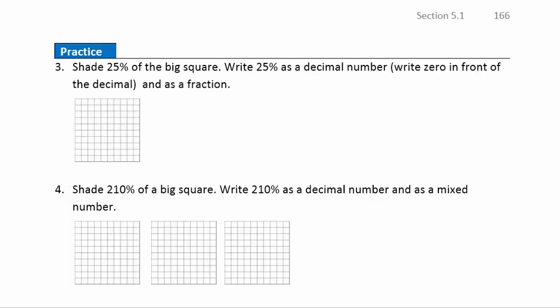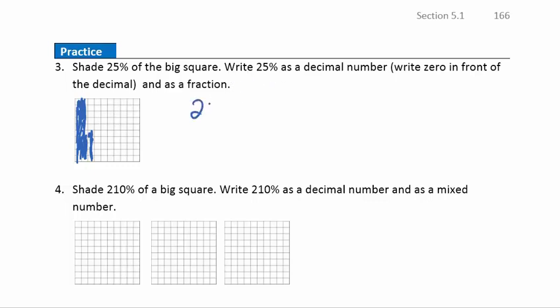All right, question 3. Shade 25% of the big square. Let's go ahead and shade 25%. So here's 10, here's 20. Let's see, 1, 2, 3, 4, so a little bit more there. There's 5. So shading in something like this for 25%. Now let's write 25% as a decimal number and then as a fraction.